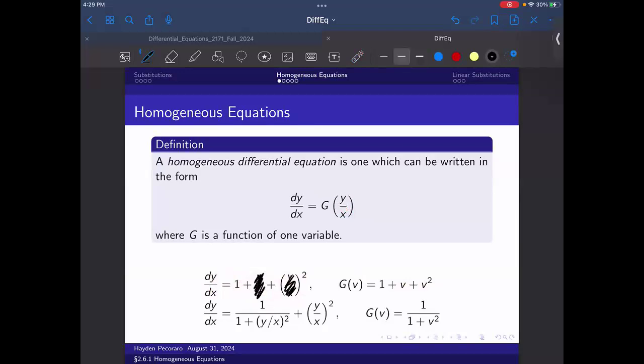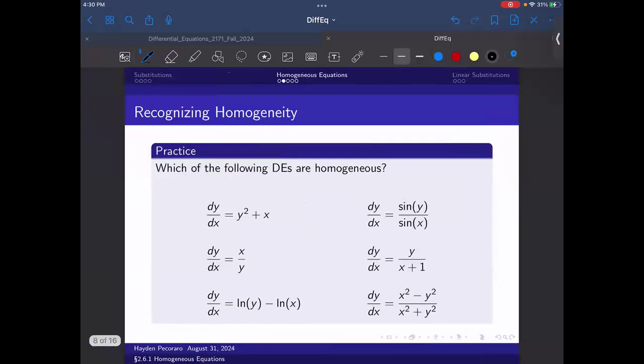maybe if I black all that stuff out and just write it as u now, or v, I guess. Oh, now that just looks like a very simple polynomial function. So that's the idea here behind homogeneous differential equations. Right. And then you see the G over there. That's not supposed to be there. Okay, so let's do a little bit of practice. Can you recognize which of these differential equations are homogeneous?